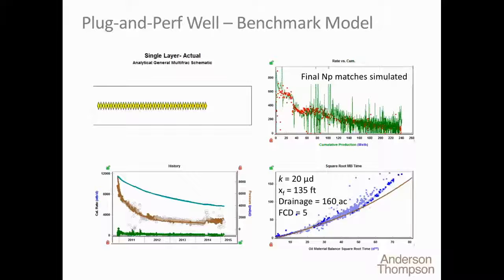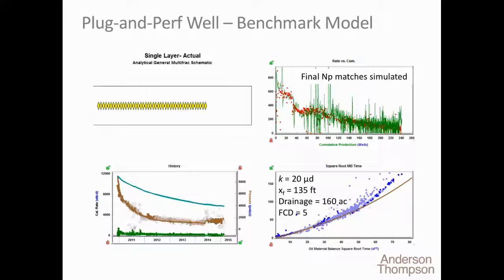The plug and perf well was used to characterize the reservoir, and it was treated as the benchmark model because it had the most data. The benchmark model could be whatever well you want, but we typically choose the one that has the most performance history. In this case, what the well was assigned to drain was not uniform. You can see that the well, with respect to the acreage that it's assigned to drain, was a little non-uniform. But we can take that into account through modeling.